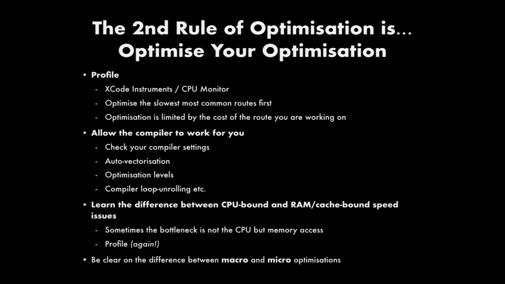And there are other things like loop unrolling. When we talk about that, we'll talk about why you might want your compiler to do that, what it is, and why you might not want to let your compiler do that.